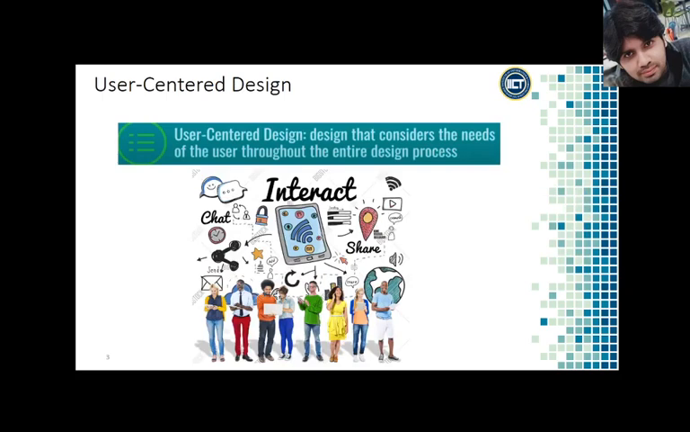Now, user-centered design is design that considers the needs of the user throughout the entire design process. As far as we are concerned, that's pretty much just good design. But oftentimes, that isn't the way design is done. Design is often done to meet some functional specification of what the tool must technically be able to accomplish, instead of considering the real needs of the user.